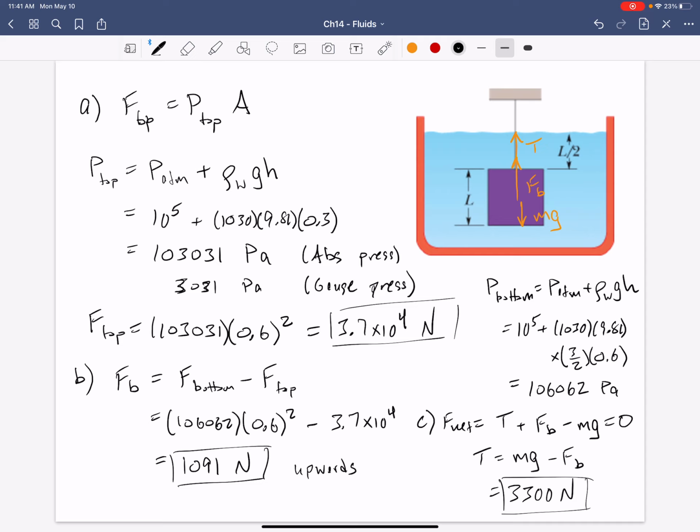All right, so this was how we used Pascal's principle to estimate the pressures and the forces at various depths, as well as the buoyant force to find the difference between the force on the top and the force on the bottom. We're still using principles from chapter 5, but just in terms of fluids.